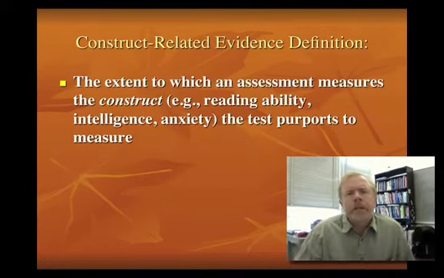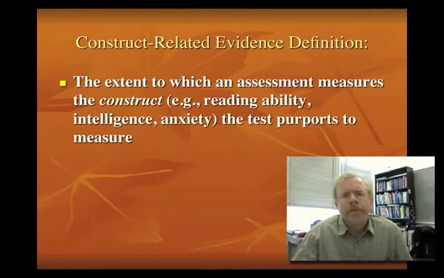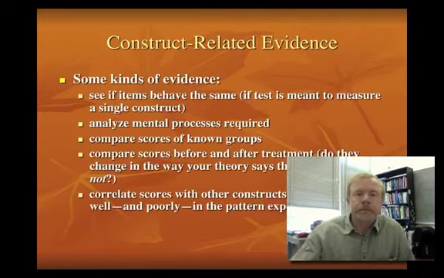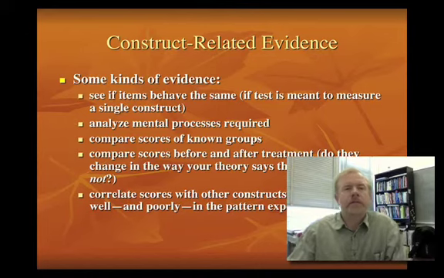Let's go on. So here's a definition for you. The construct-related evidence definition is the extent to which your assessment measures the construct, whatever that construct is, reading ability, intelligence, anxiety, that you purport to measure. Now that sounds simple enough. As we dig into this, I think you'll see that it's much more difficult to actually measure a construct accurately and reliably than it is to say that you do.